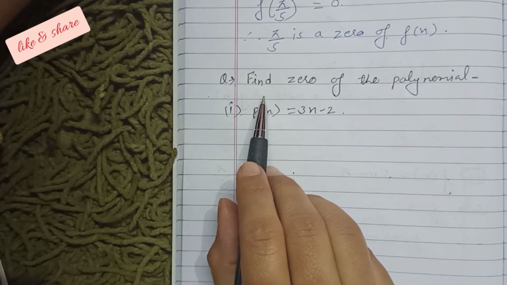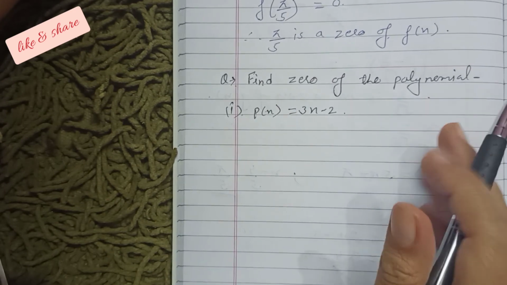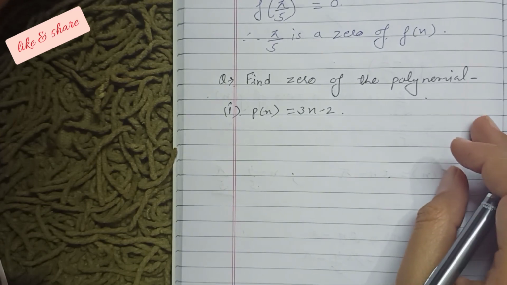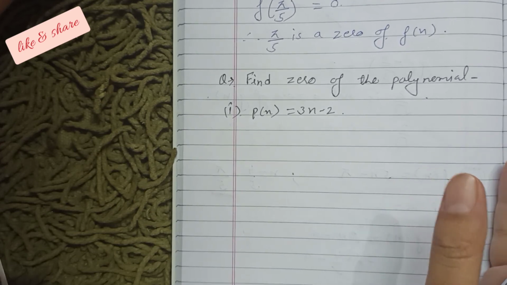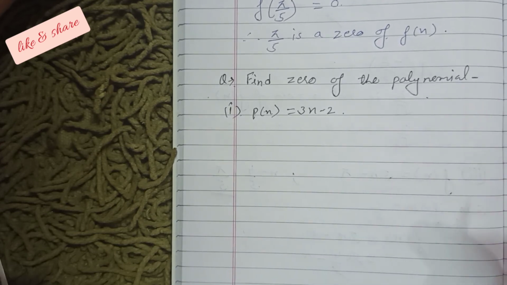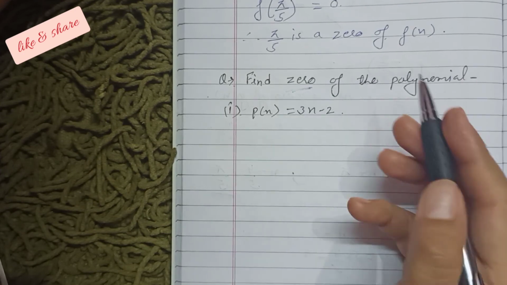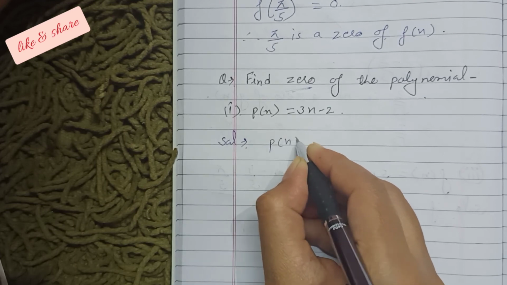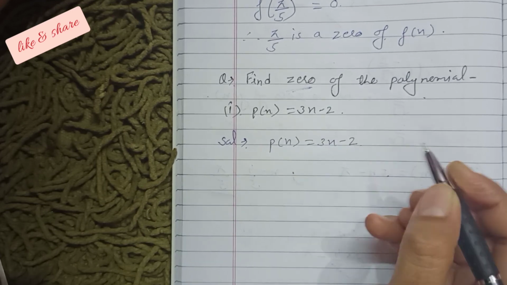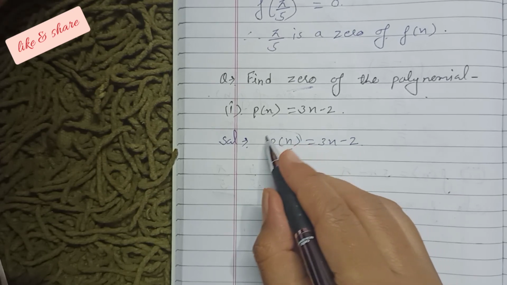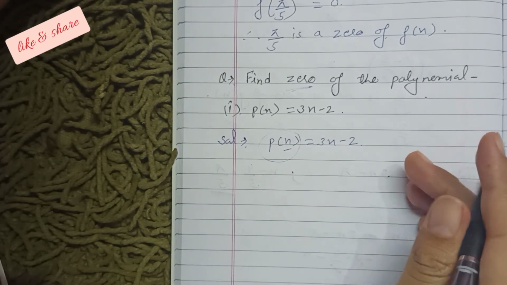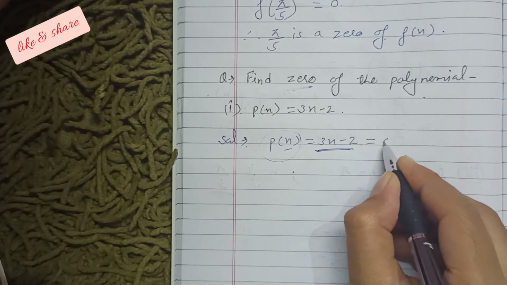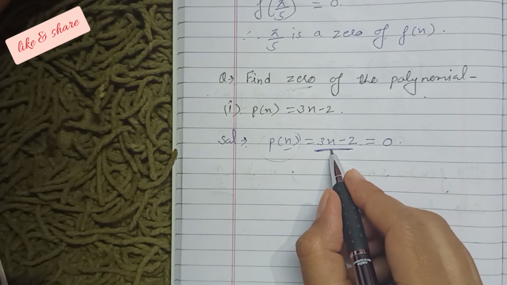Now this is our next question: find the zero of the polynomial. In the previous question we saw we were given some values of x and we only had to check whether the given values are zeros of the polynomial or not. But here we have to find the zero of the polynomial. So to find the zero, p of x is equal to 3x minus 2. We know the value of x for which p of x is equal to 0 is the zero of the polynomial. So what will we do? We will equate the given polynomial to 0. Now we will find the value of x.